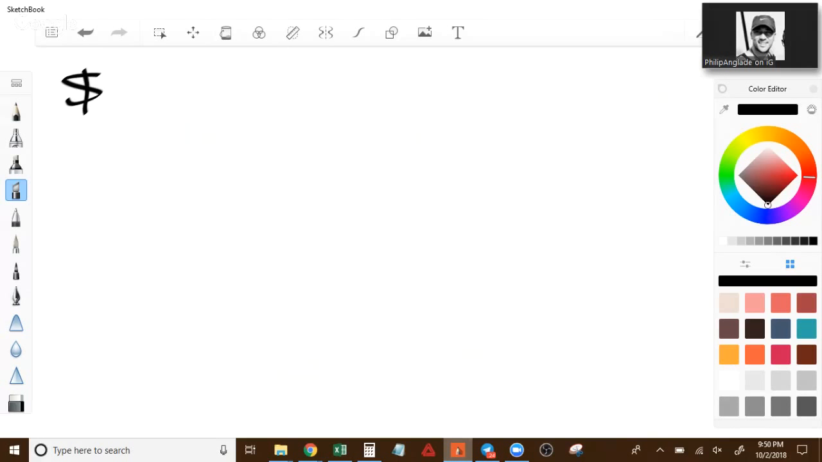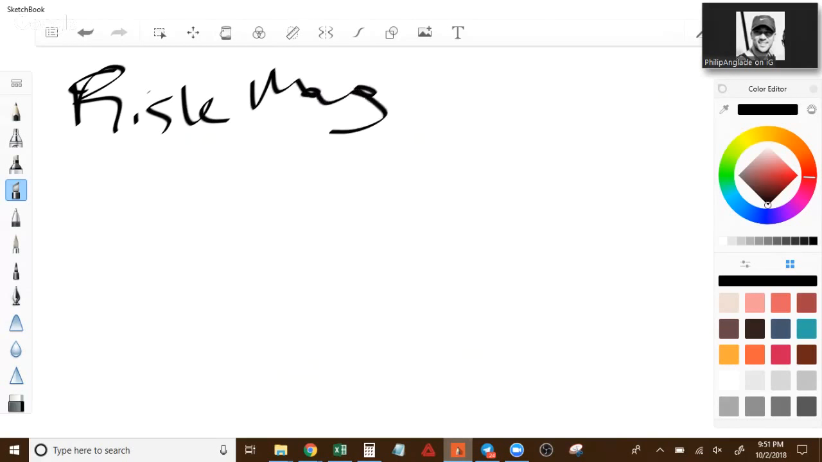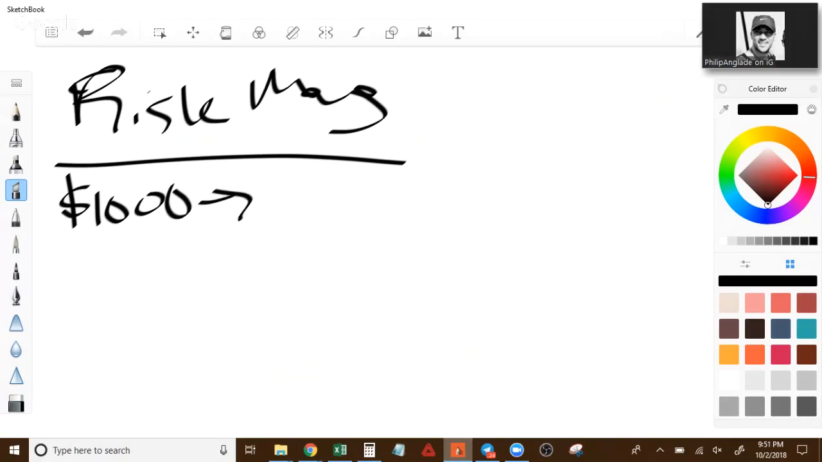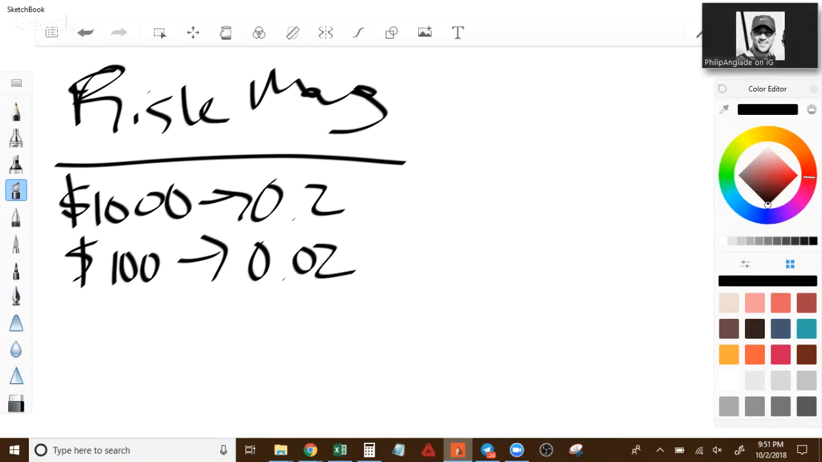So, what is this? Risk management. Okay. For every $1,000 you have in your account, the lot size is 0.2, right? For every $100, it's a 0.02. And then for every $50, it's a 0.01.